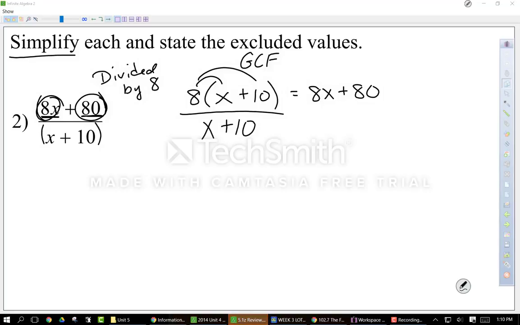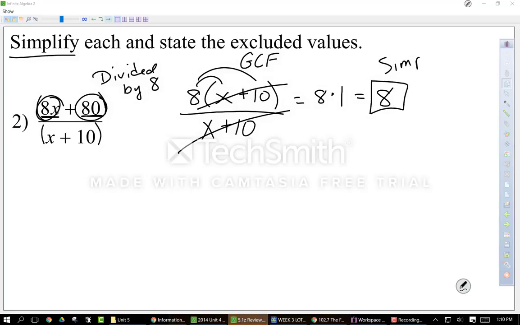Well, now it kind of looks familiar. x plus 10 and x plus 10 are the exact same thing. They're both binomials, but they're the exact same binomial, x plus 10 and x plus 10. So when I cancel them, they technically become a 1. So it's really 8 times 1, which is then just 8. Okay, so the simplified answer is just 8.